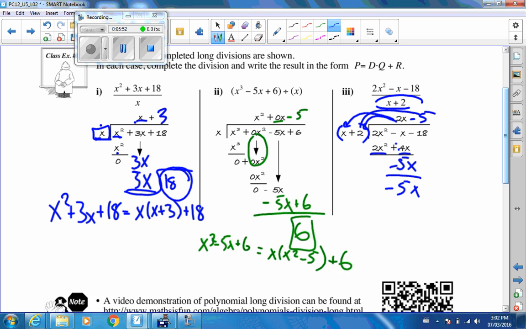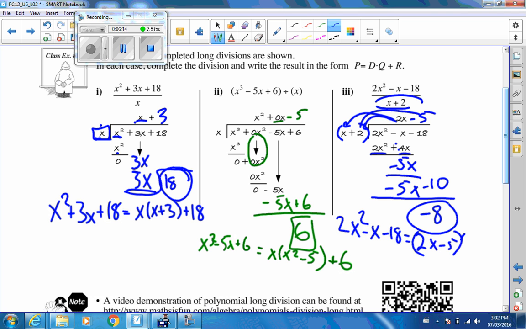-5x. -5 times 2 is going to be -10. -18 minus -10 is actually going to be -8, because minus -10 is the same as adding 10. So that's going to be my remainder. So 2x squared minus x minus 18 equals (2x minus 5) times (x plus 2) minus 8.